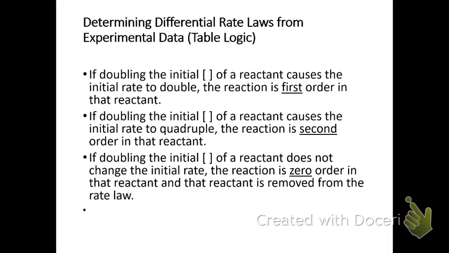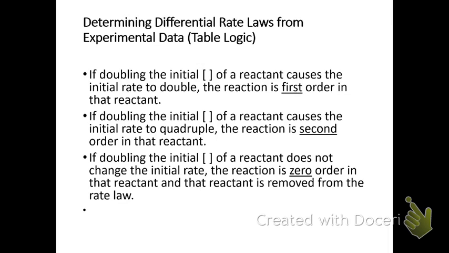Okay? And so basically it's this. If you are doubling the initial concentration of a reactant and it causes the initial rate to double, then the reaction is first order. It's 1 to 1, double and double, so it's first order. If I double the initial concentration of the reactant and it causes the rate to quadruple, then it's going to be second order. And if I'm doubling the initial concentration and nothing happens to the rate, it just stays the same, then it's 0 order. And so we don't even put that in the rate law when it's 0 order.